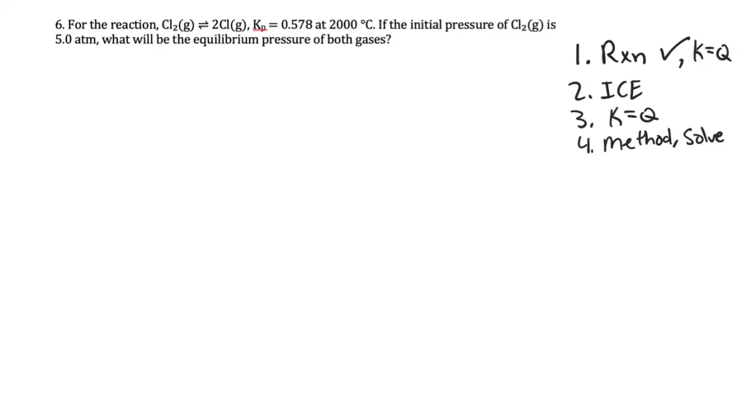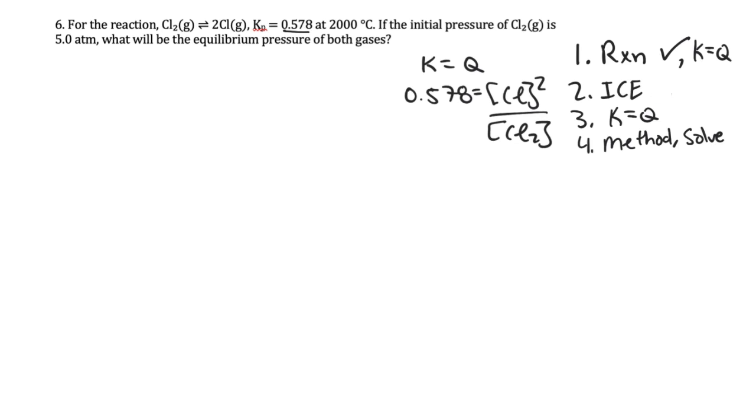Okay, so let's go through this equilibrium calculation example. We have our reaction just given to us, so that's easy. Then for this reaction, K is equal to Q. I'll just write that down over here. K is Q, and we're given K is 0.578, which is equal to Q. What's Q? Cl squared over Cl2.